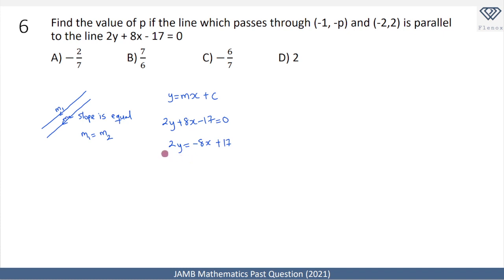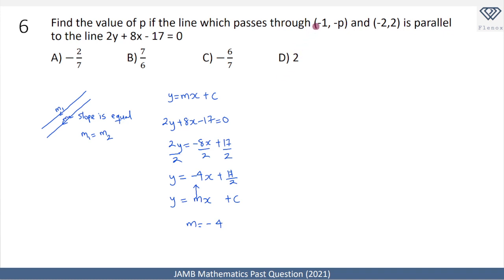Now if we divide through by 2, we have y equals minus 4x plus 17 over 2. So now we can compare this with y equals mx plus c. And what does that give us? We can see that the slope m is minus 4. So we know that the slope of the line is minus 4.